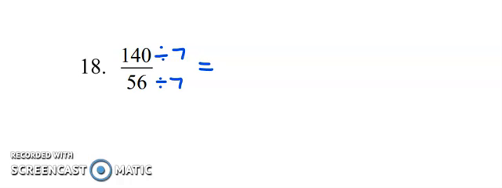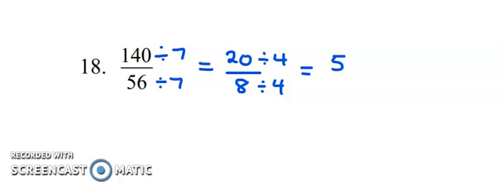When I do that, 140 divided by 7 gets me to 20, and 56 divided by 7 gets me to 8. So I can see here that I'm not in lowest terms yet. So I'm going to divide even more. I look at 20 and 8 and I think, what's the biggest number these both share? It's a 4. But even if I chose a 2, it wouldn't be the end of the world. I would just have to keep going one more time. So 20 divided by 4 is 5, and 8 divided by 4 is 2.